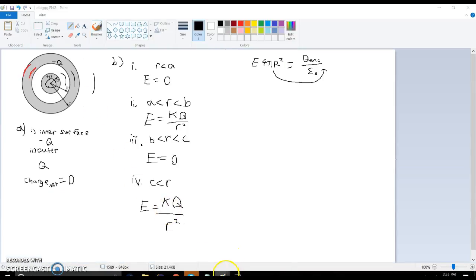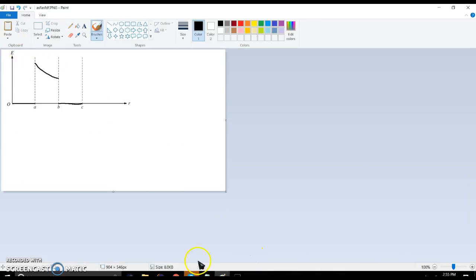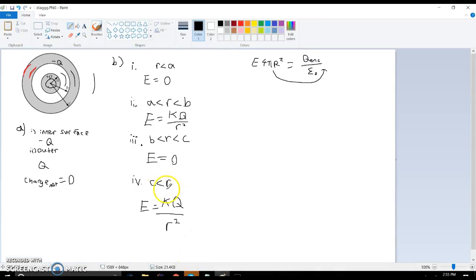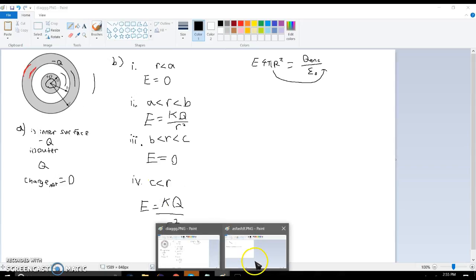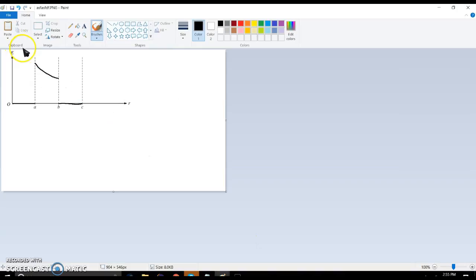And it resumes kq over r squared. So from C and beyond, it would be kq over r squared. So we can look at it as if it was a single graph. We're resuming at this point like this. This is what the graph will look like.